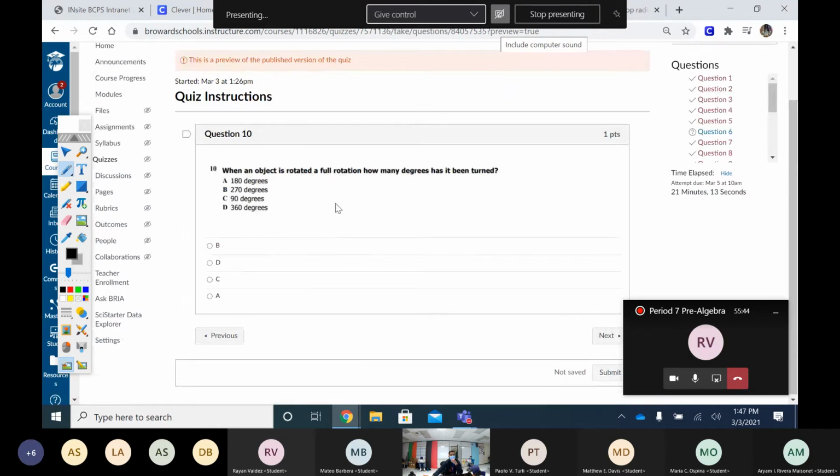How much is it when an object does a full rotation? When I am aiming this way in my chair and then I do a full rotation.